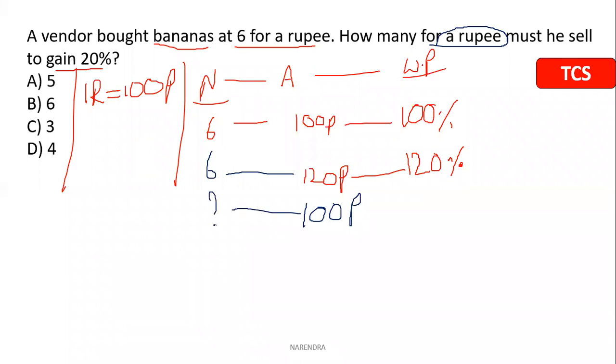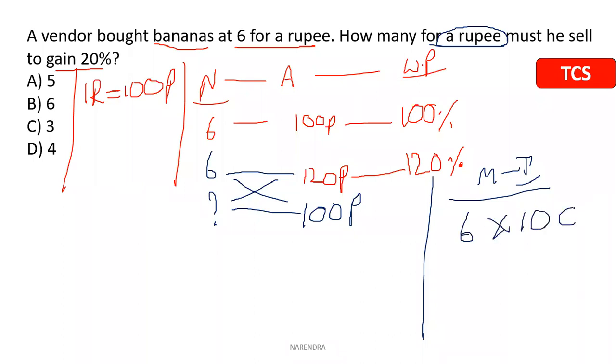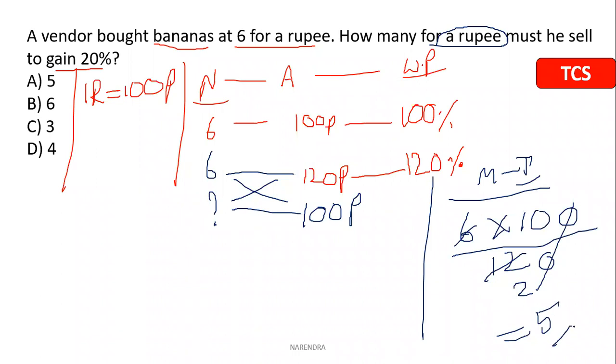Now, how many bananas will you sell? How many bananas are you going to sell? Your earlier answer: 120 paise, 6 bananas, 20% profit. So 100 paise, how many bananas? Just do cross multiplication. Which are diagonally opposite? 6 into 100, with 120 in the denominator. The zeros get cancelled. 6 ones are 6, 12 by 2 is 6, 10 by 2 is 5, then it will become 5. That is method one.